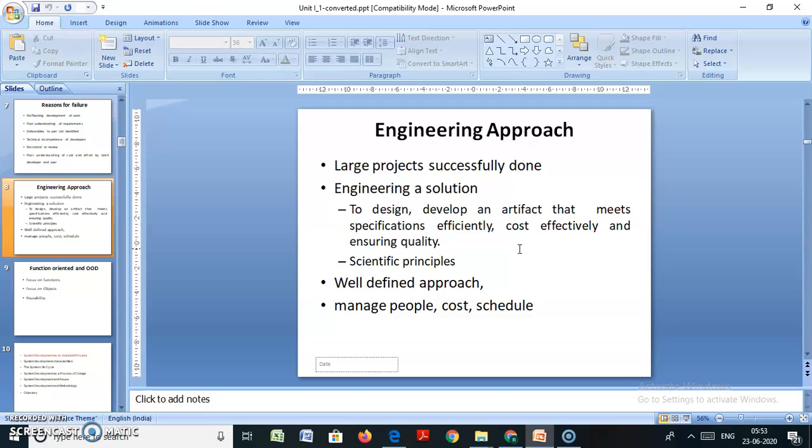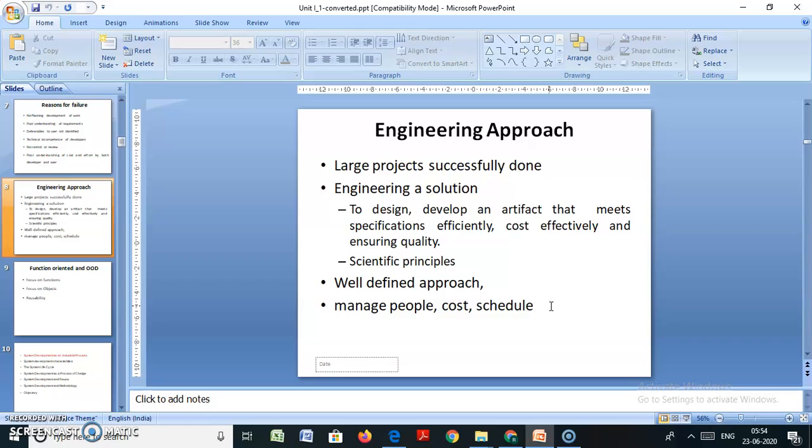We can also use some scientific principles, and with the help of these scientific principles we can ensure the quality. The engineering approach is a well-defined approach, and it manages the people, cost as well as schedule. That means we can develop the product within the time and within the cost, and it is satisfied by the customers as well as management.